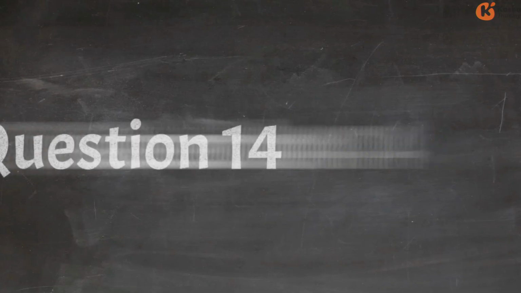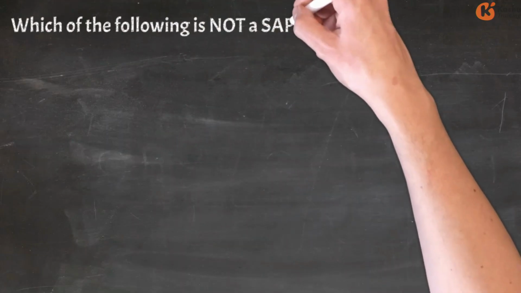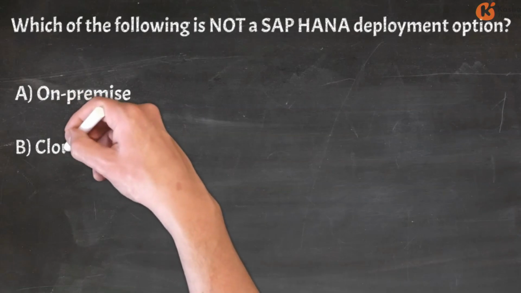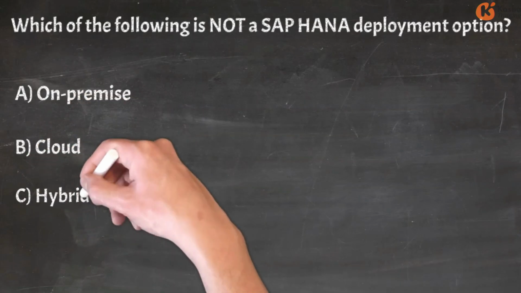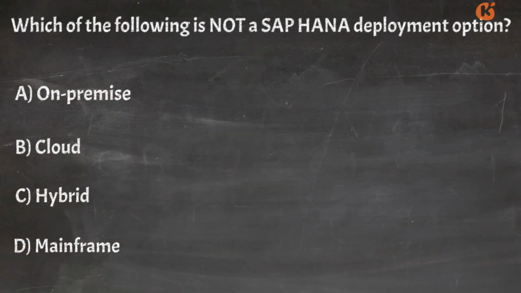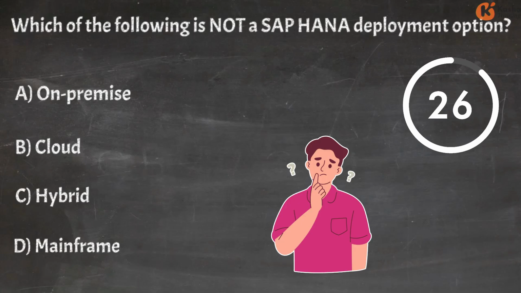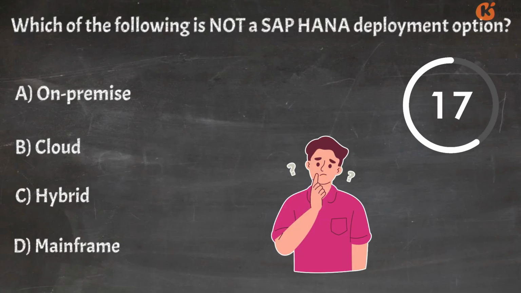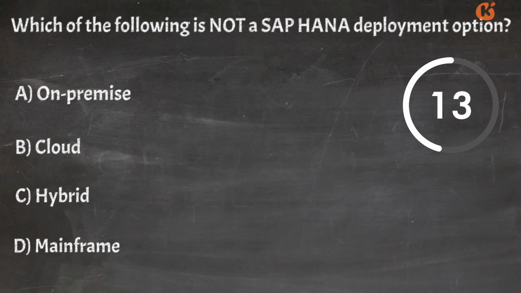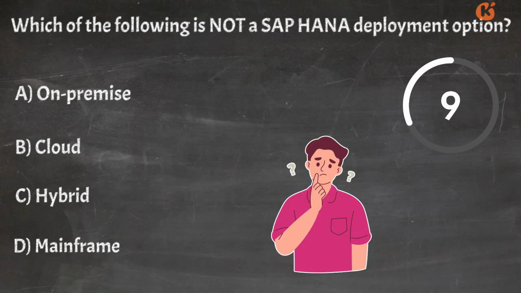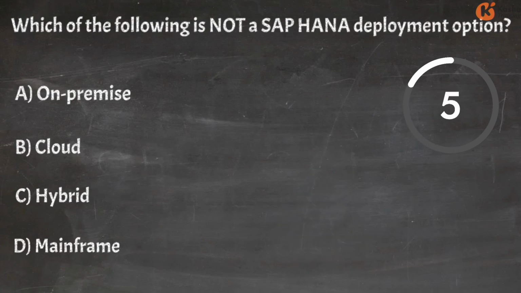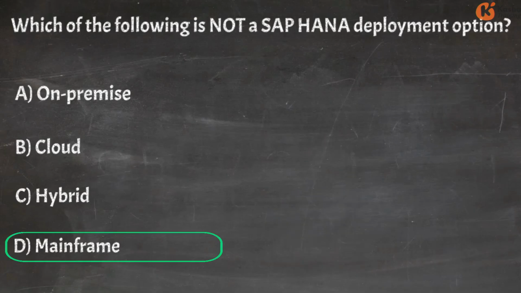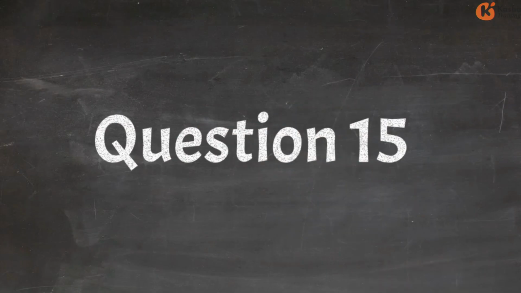Question 14. Which of the following is not a SAP HANA deployment option? A. On-premise. B. Cloud. C. Hybrid. D. Mainframe. Correct answer D. Mainframe.